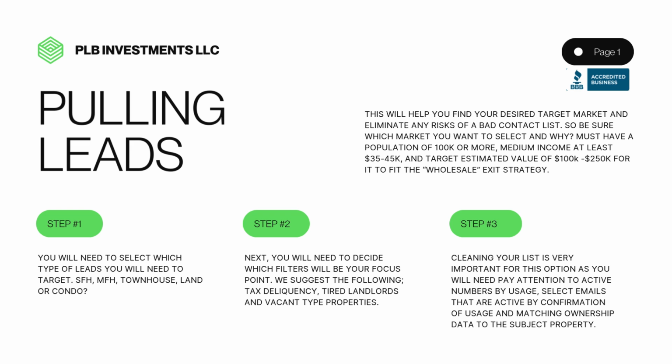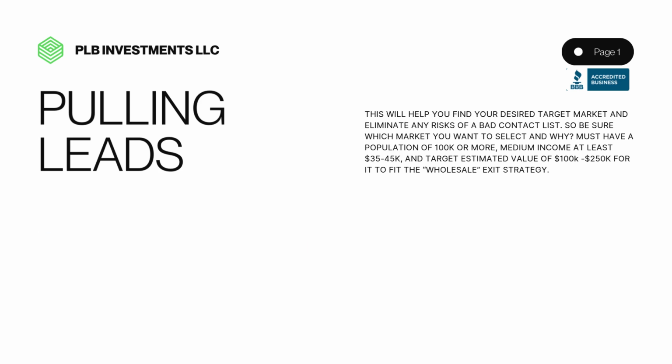Step number three, cleaning your list is very important for this option as you would need to pay attention to active numbers by usage. Select emails that are active by confirmation of usage and matching ownership data to the subject property. So when you pull your information from your acquisition system or Deal Machine, you're able to actually see the phone numbers that are being used the most and the emails that are active emails, their current emails, so that we're not getting bad contact rates.